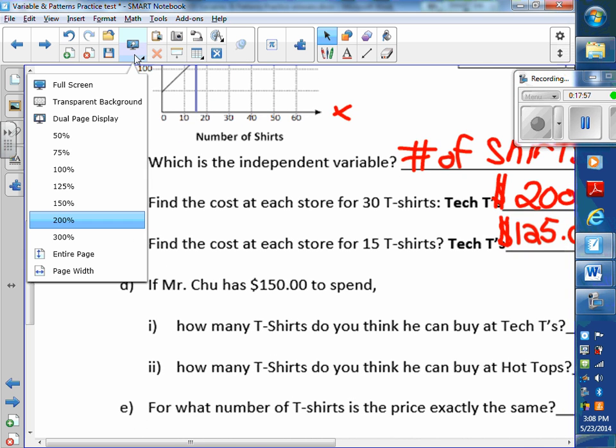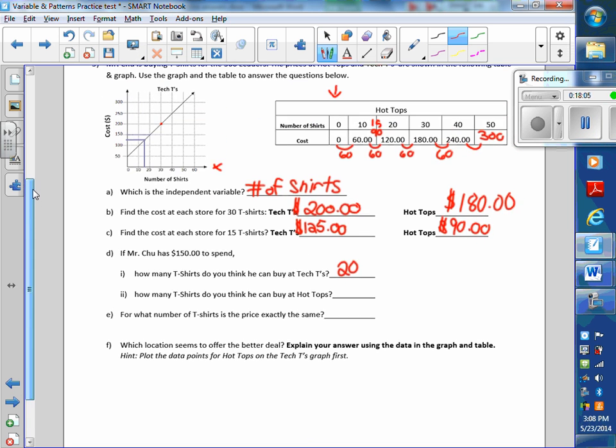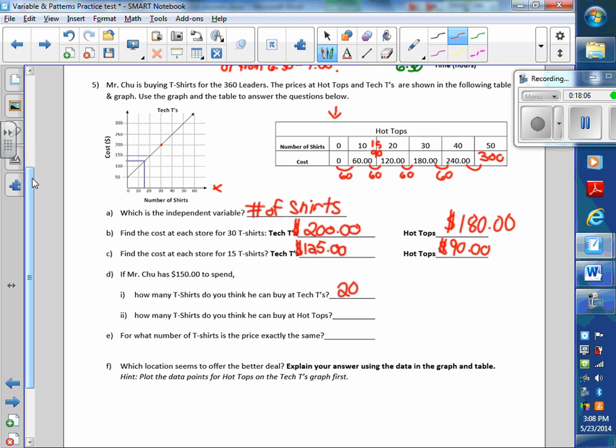So those pictures are a little small for a recording. So you could buy 20 shirts, and with Hot Tops for the amount of money, 150, you kind of have to look in between, right? So halfway between 120 and 180 is 150. So you're correct, it's 25 when that's 150.